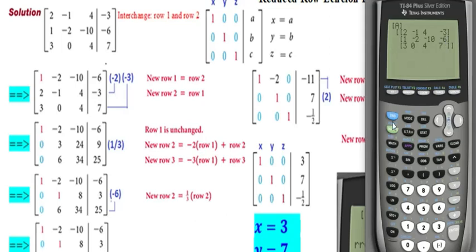Then second matrix, math, go all the way down, RREF, call matrix A, close it, hit enter, and here is the solution: 1, 1, 1 in the diagonal, 0 above the diagonal, 0 below the diagonal. That means x equals 3, y equals 7, z equals minus 0.5, which is minus half.